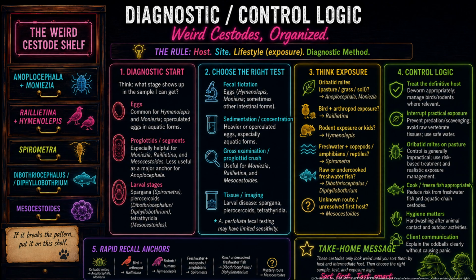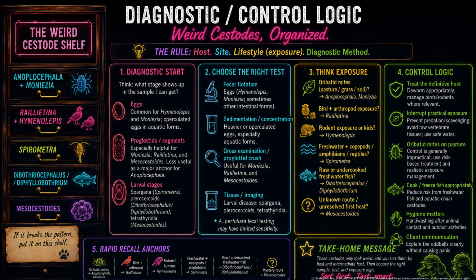Now turn the drawers into clinical reasoning. First, ask what stage could realistically appear in the sample you can collect. Fecal flotation can reveal Hymenolepis and Moniezia eggs. Aquatic forms produce operculated eggs, so concentration or sedimentation may be useful. For Moniezia, Raillietina, and Mesocestoides, gross examination of proglottids and a proglottid crush can be particularly helpful.